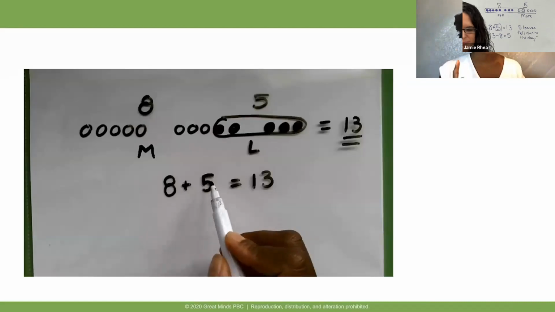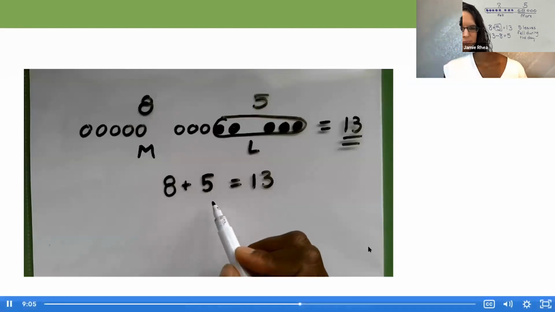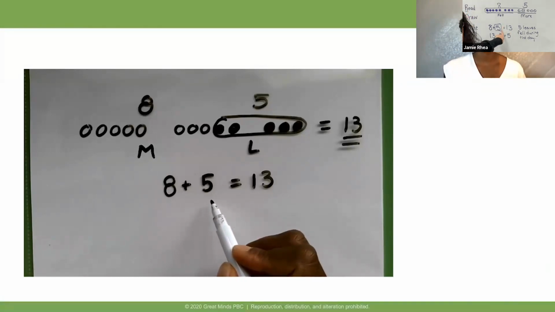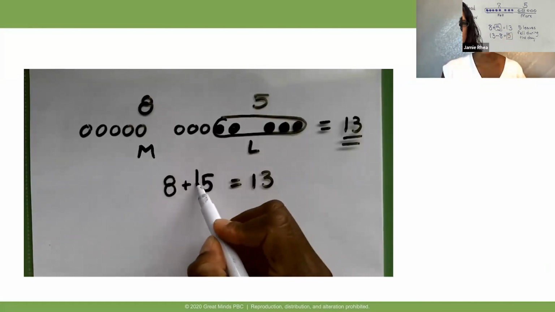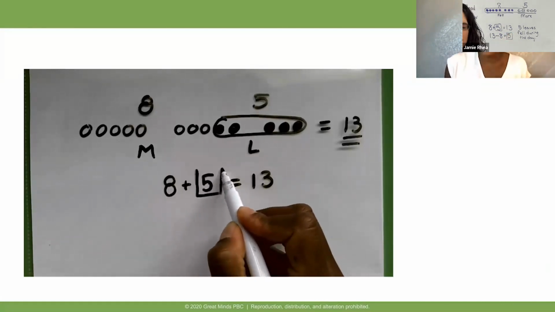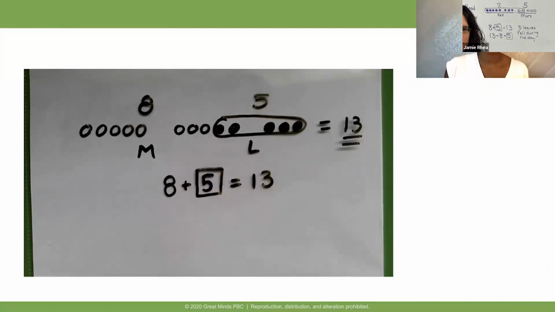Now, mathematicians, which number can we put a box around to show it's our answer, or the part that was missing? We put it around our 5. You're so brilliant. Yes, we can put a box around the 5 to show that was the part we were solving for. Pause the video now if you need to put a box around the 5 in your number sentence.